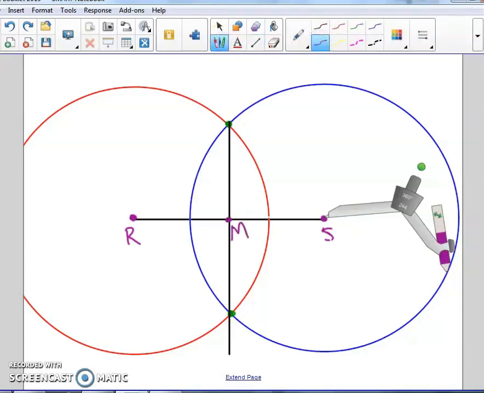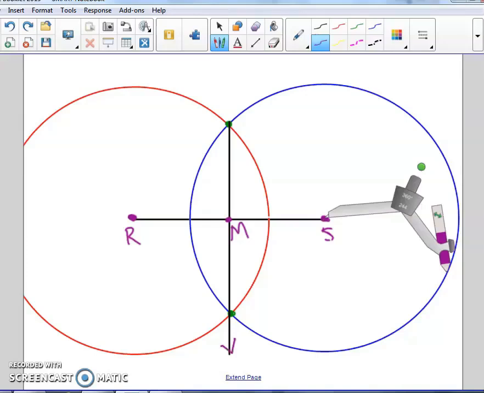So now that we have a perpendicular bisector, the book wants to reference this point as point M. We've just constructed the perpendicular bisector by constructing congruent circles centered at each of the endpoints of the segment. R is the center of the red circle, and S is the center of the blue circle. So we've created two congruent circles, and where they intersect creates a perpendicular bisector.